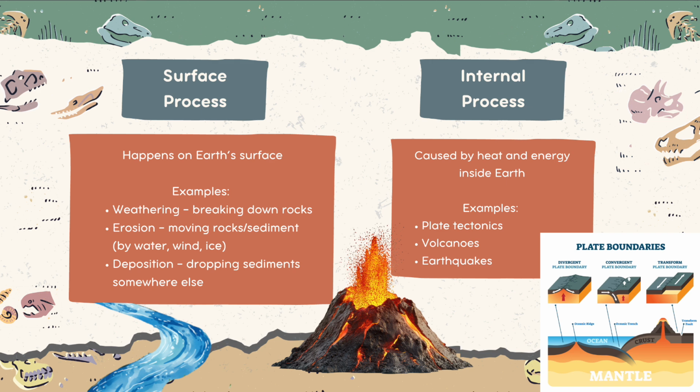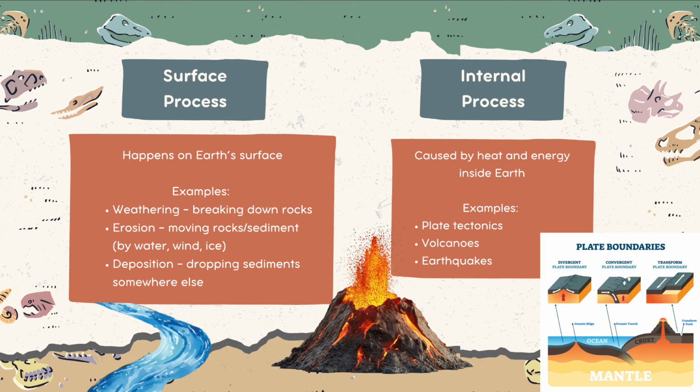Surface processes happen on the outside of the Earth. These include things like weathering, erosion, and deposition. Weathering is when rocks are broken down into smaller pieces. Erosion is when those pieces are moved by water, wind, or ice. Deposition is when the sediment is dropped somewhere else. For example, a river can slowly wear away rock and carry the pieces downstream, eventually forming something like a canyon.